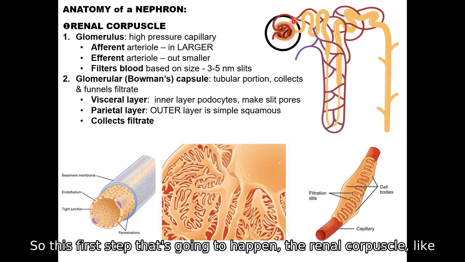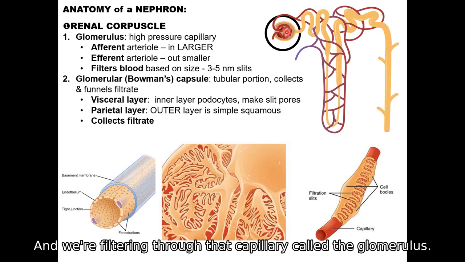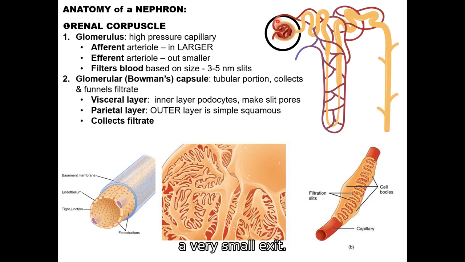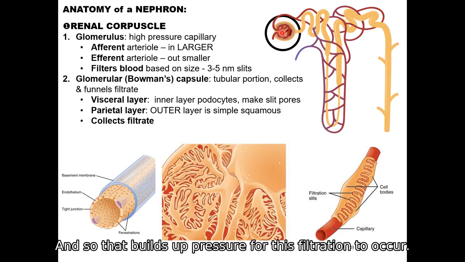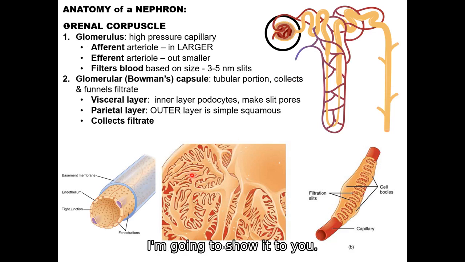So this first step that's going to happen in the renal corpuscle, like I said, is just filtration. We're filtering through that capillary called the glomerulus, and it has a very large entry, the afferent arteriole, and a very small exit. That builds up pressure for this filtration to occur. And it's going to do it just based on size. I'm going to show it to you.